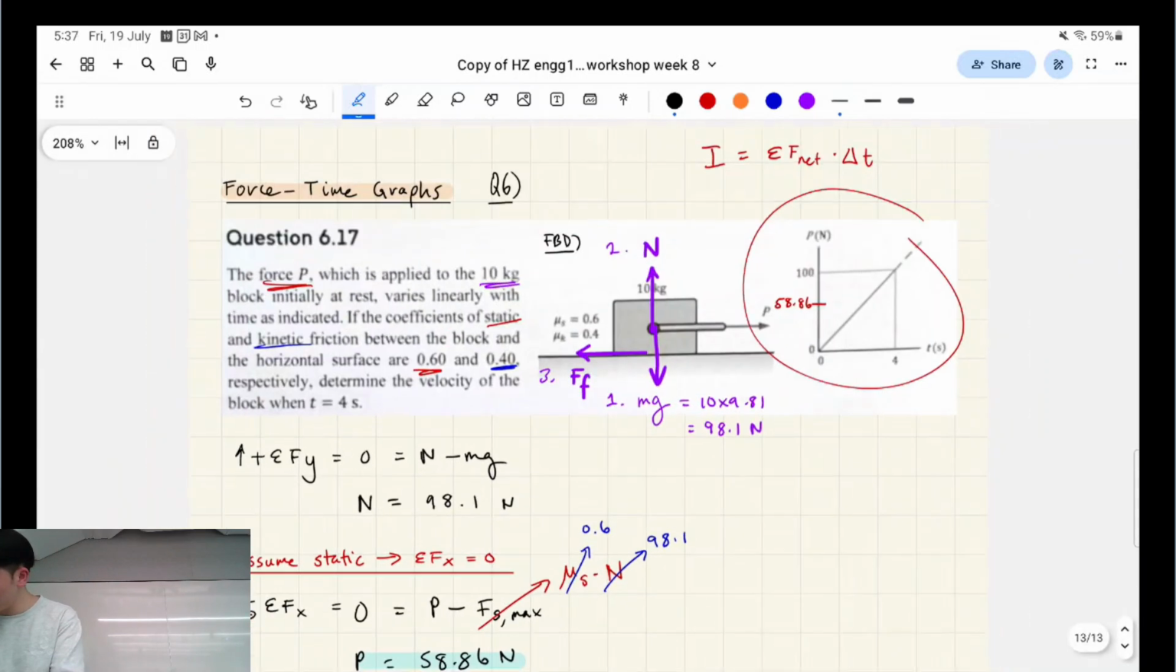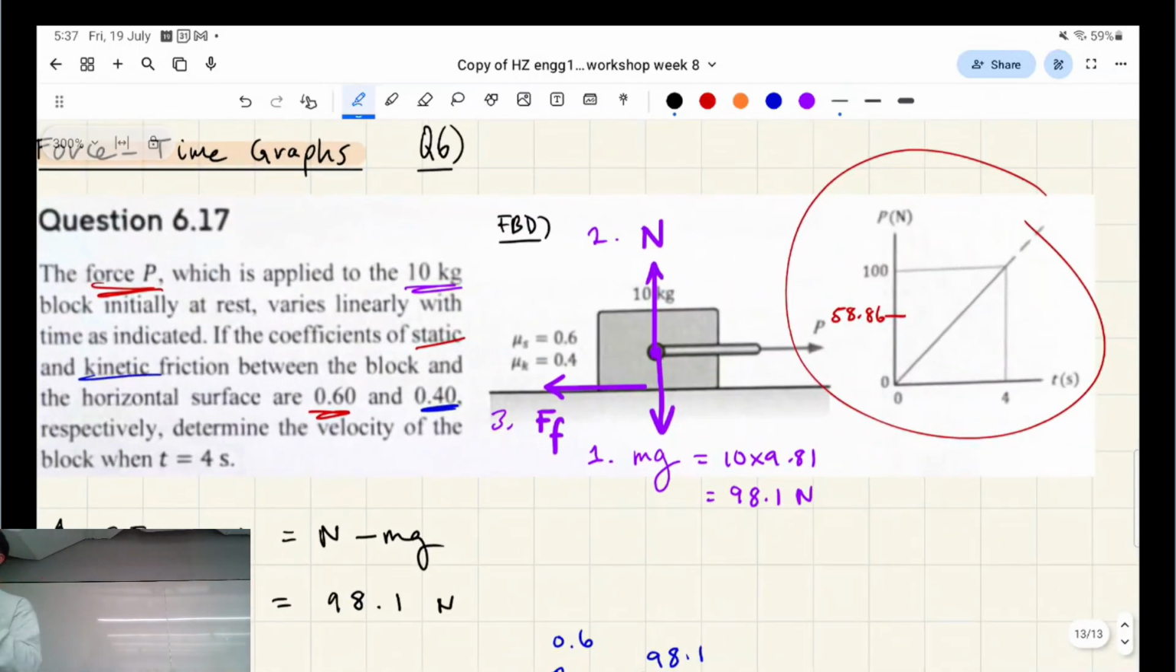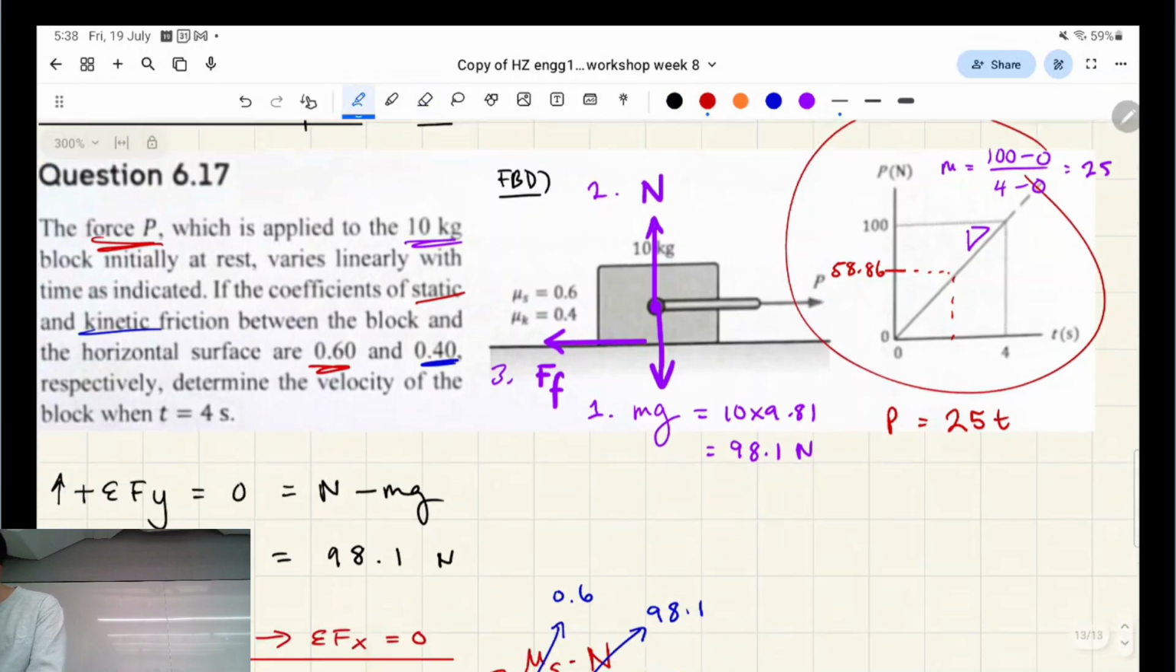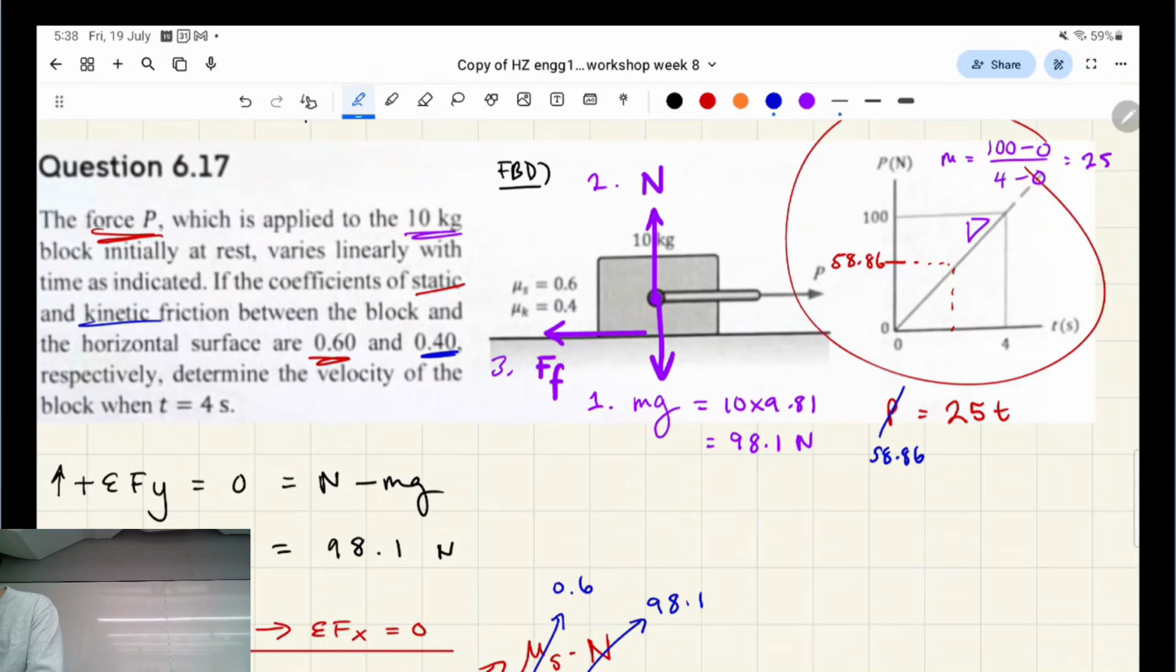If we think about this as a function, we can realize at what time we start moving the box as well. So y equals mx plus b. We know that it starts at 0, so there's no y-intercept. Essentially, P, which is the y-axis, is equal to 25t. That's due to the slope, rise over run. That slope is 25. So if we plug in 58.86, we can solve for time. Time is equal to, so this time is when the box starts moving.